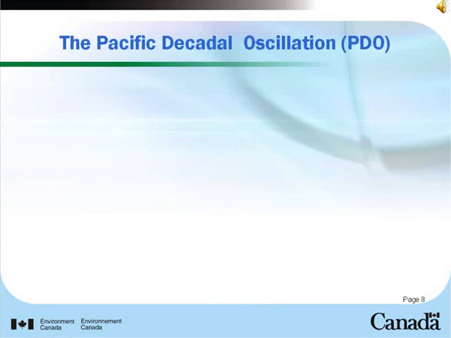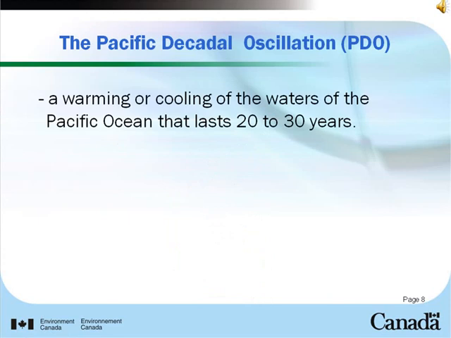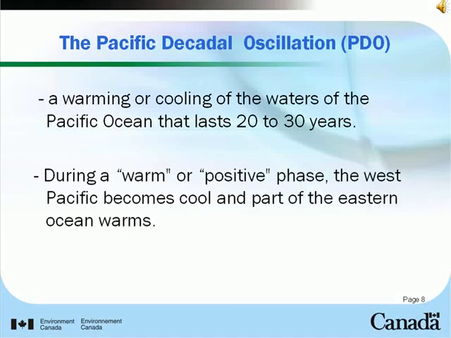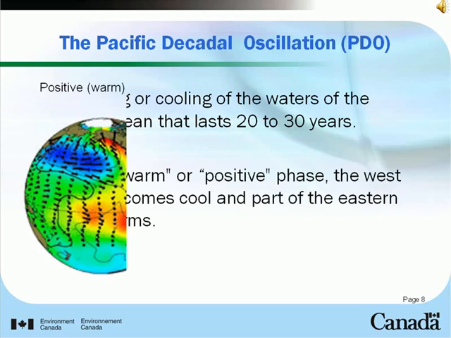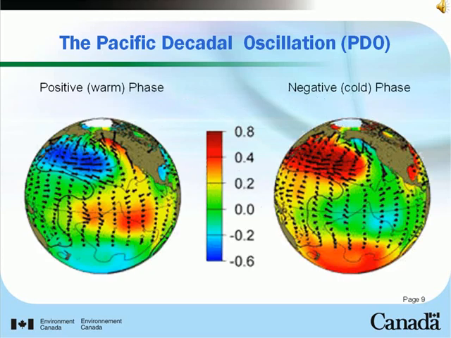It turns out there's another lesser-known oscillation, as climatologists refer to them, that seems to have a major impact on winter weather in BC. It's called the Pacific Decadal Oscillation, or the PDO, and it's essentially a warming or cooling of the waters of the Pacific Ocean that lasts about 20 to 30 years. During a warm or positive phase, the West Pacific becomes cool, and part of the Eastern Ocean warms. Here's roughly what it looks like.